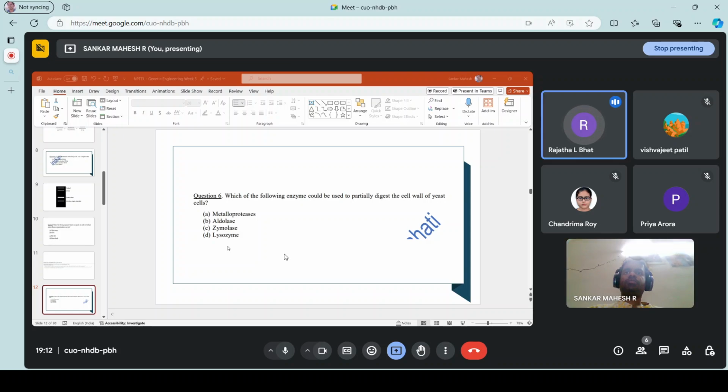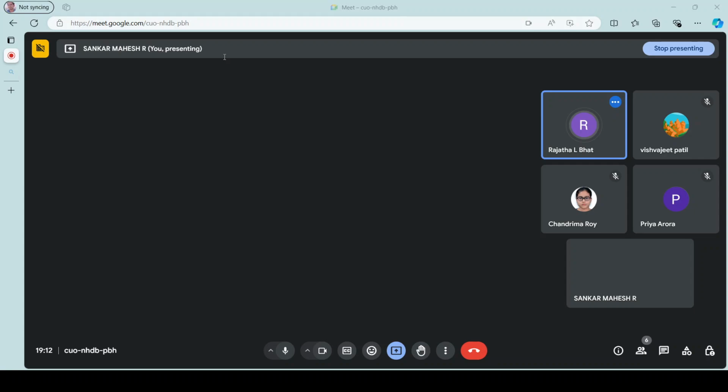So option B, aldolase. What does it do? It's an enzyme involved in glycolysis, catalyzing the cleavage of fructose 1,6-bisphosphate into glyceraldehyde 3-phosphate and dihydroxyacetone phosphate. So basically, it would break down your fructose 1,6-bisphosphate into G3P and DHAP. Right. So unless your fructose 1,6-bisphosphate makes up your cell wall, it can't really work.